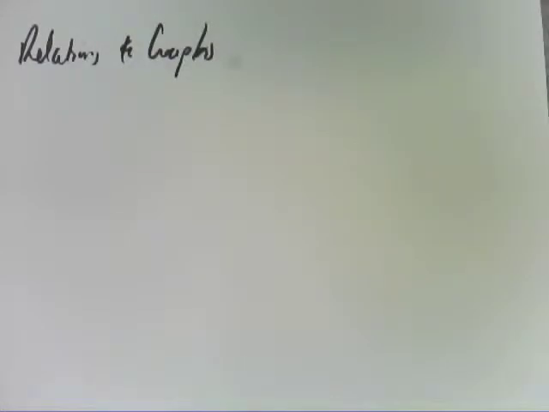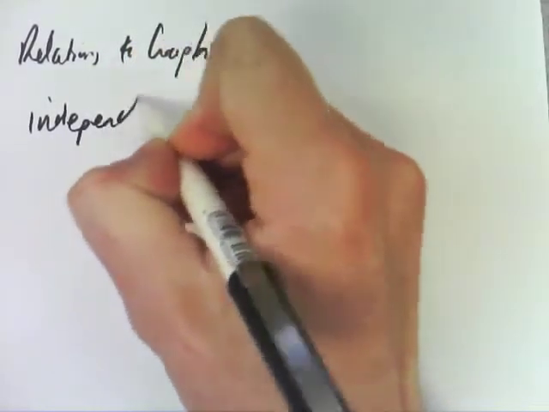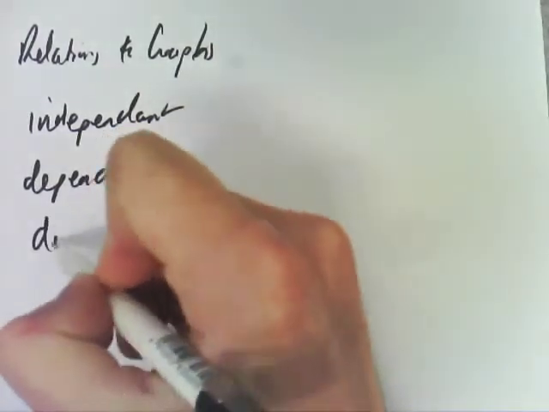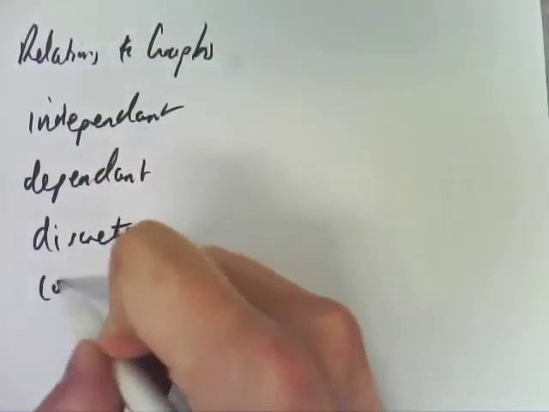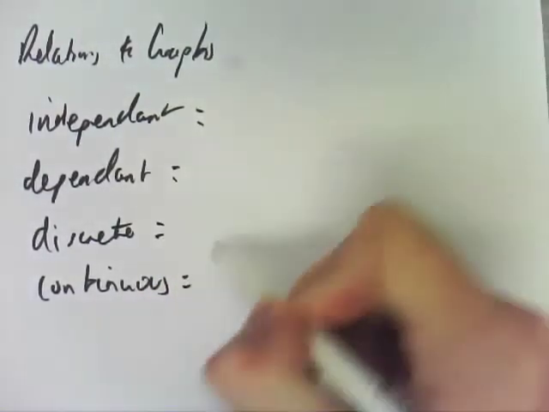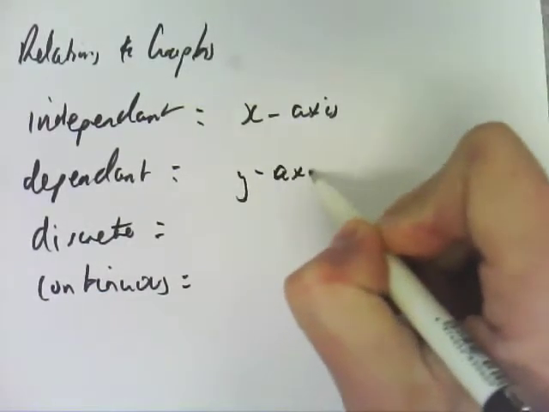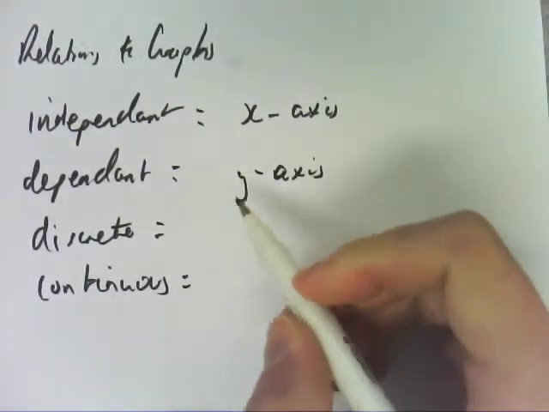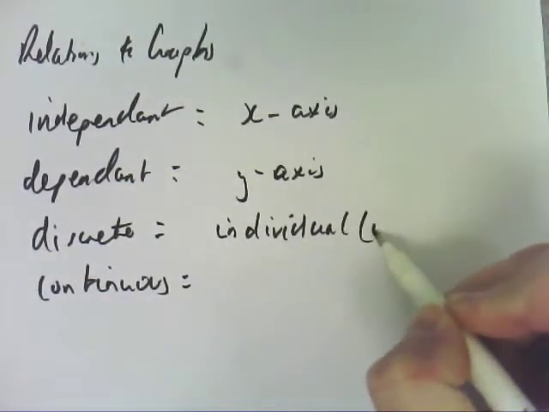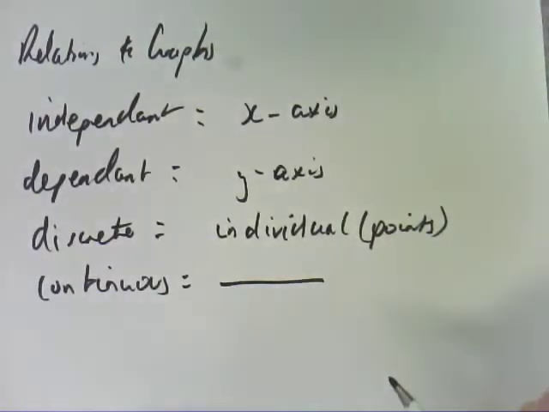Okay, 4B is all about relations and graphs, and there's a couple of things you need to know first. Independent, dependent, discrete, and continuous. Independent is always on your x-axis. Dependent is always on your y-axis. Discrete means that they are individual points. Normally we talk about individual points. Continuous is a line graph.